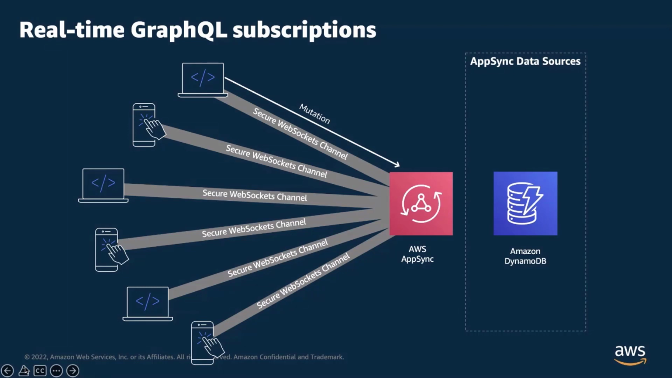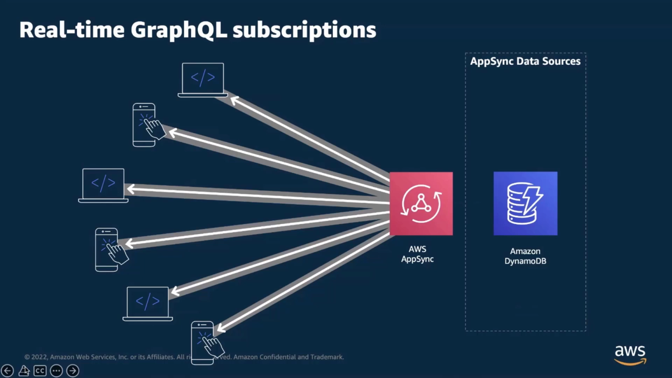Here we have a client executing a mutation, for instance, create order or create message or update comment or delete task. It reaches the single GraphQL endpoint in AppSync. AppSync then performs authorization checks and executes any business logic defined in the GraphQL resolver. Then it sends a request to DynamoDB to create an item in the table.